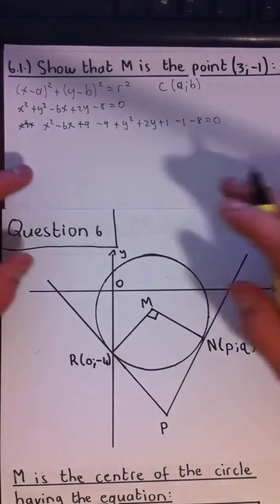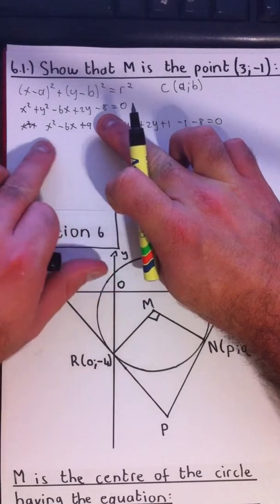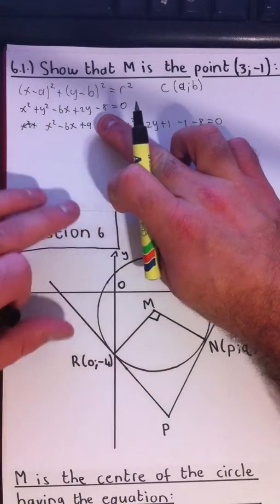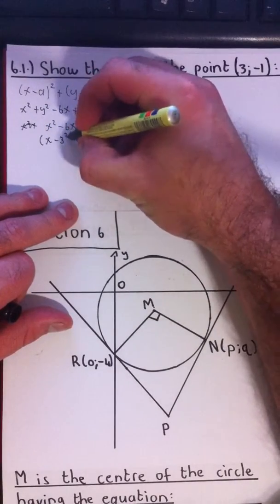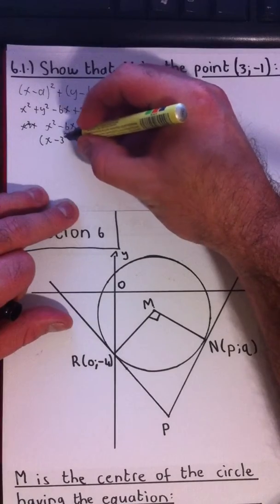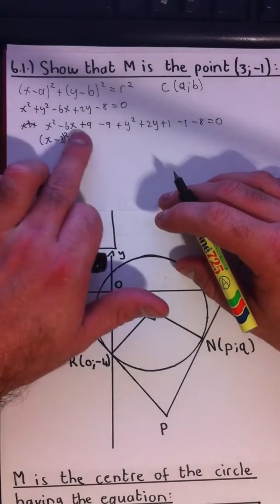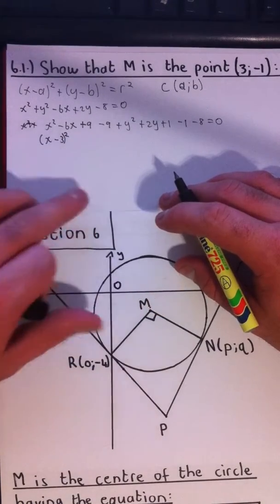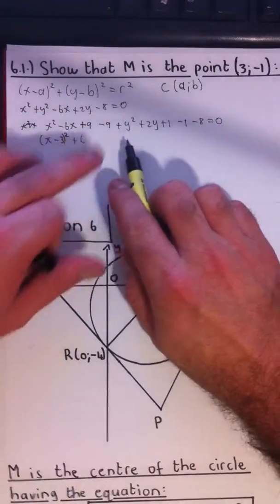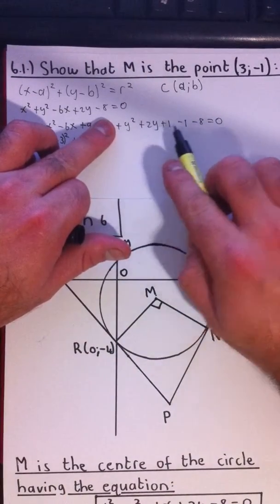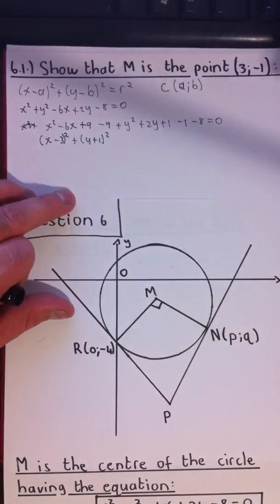And now we need to group these things together. We look at the first three terms first, and we factorize. If we factorize x squared minus 6x plus 9, we get (x minus 3) squared. You can check for yourself: if you multiply that out, you'll get back to the original form. Now let's do the same for the y values. To factorize y squared plus 2y plus 1, that'll give us (y plus 1) squared.